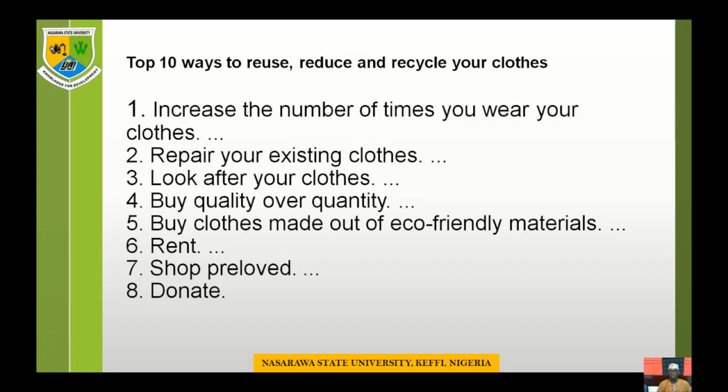Then buy clothes made out of eco-friendly materials. Eco-friendly materials are clothes from natural fibers like cotton, silk, and whatever, because they are biodegradable. After a short time, they will just disappear. Also, there's an avenue where you can even rent clothes, shop preloved, and also donate.